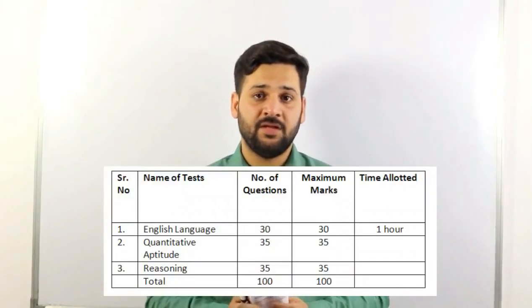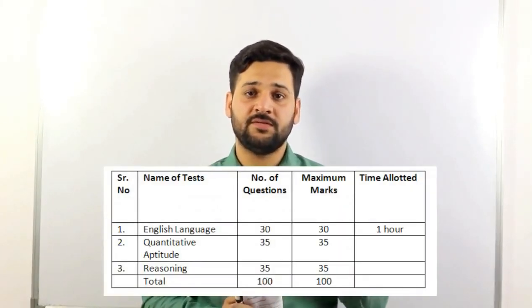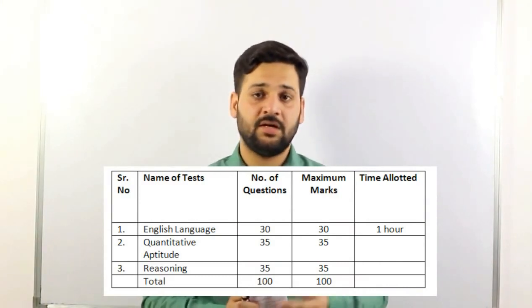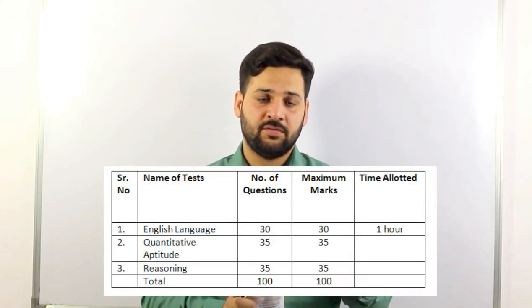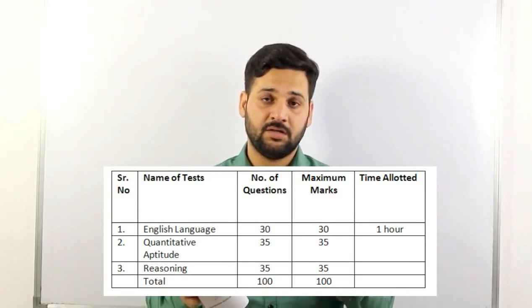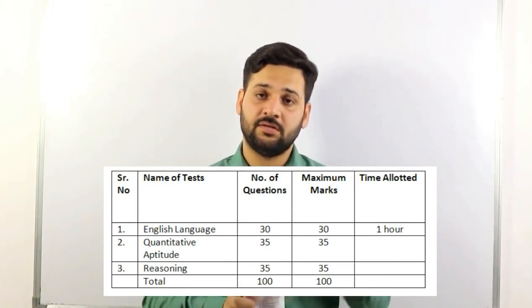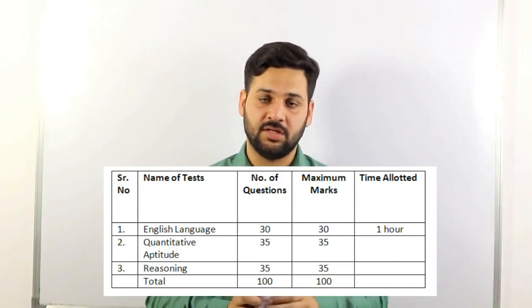In the IBPS PO pre-exam there are three sections. The first one is the English section, with 30 questions, each having 1 mark. The next one is quantitative aptitude, with 35 questions, each having 1 mark, and 35 marks to the reasoning ability section. One hour is allotted to the whole exam. There is no sectional timing at all.